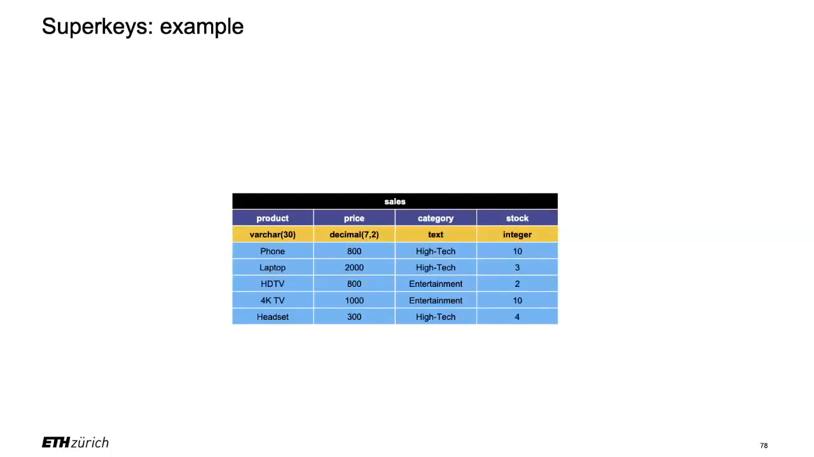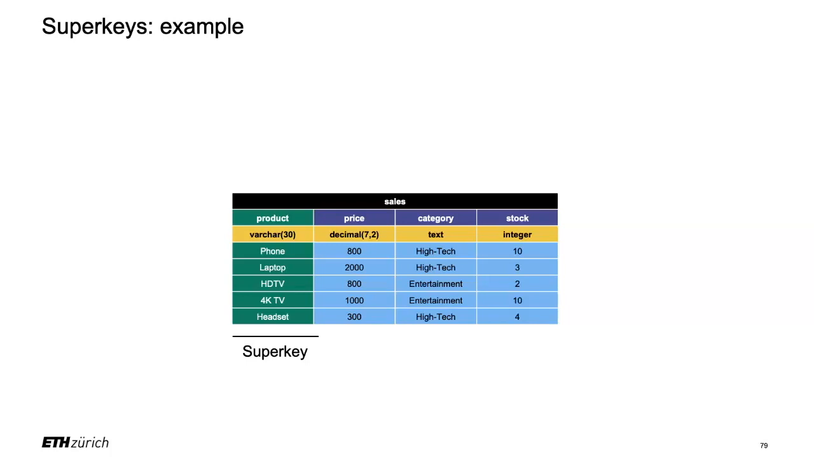All right, so let's take a look at an example to try to make ourselves familiar with super keys. So this is a table, it's a different table than what I showed you before. We have a product, phone, laptop, TV, we have a price, we have a category, high-tech for phone and laptop, entertainment for the TVs, high-tech for a headset and so on. And then we have stock. So now it's an inventory table, right? It's what I have in my warehouse.